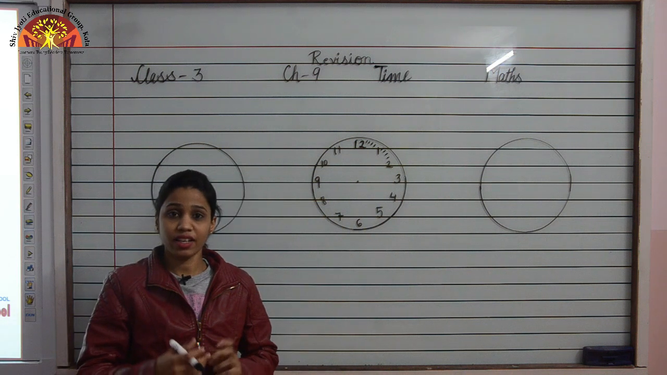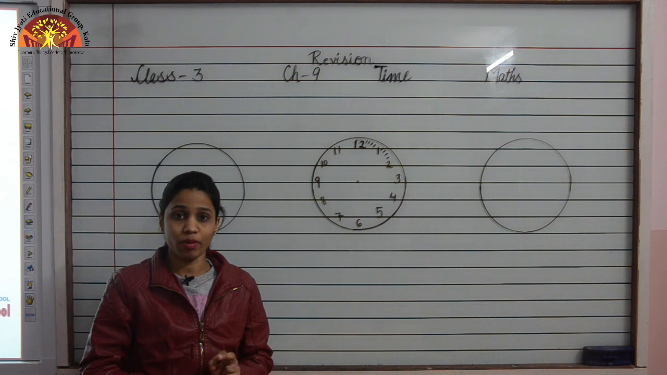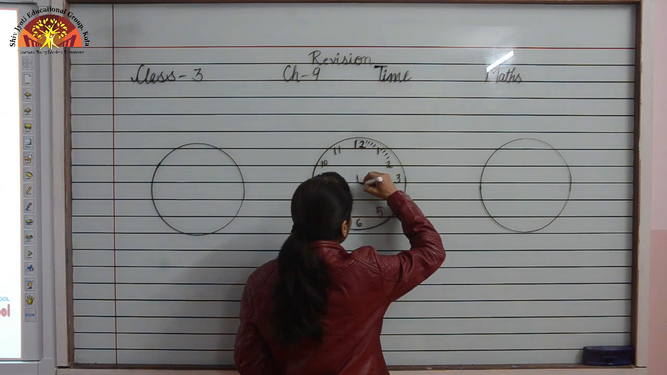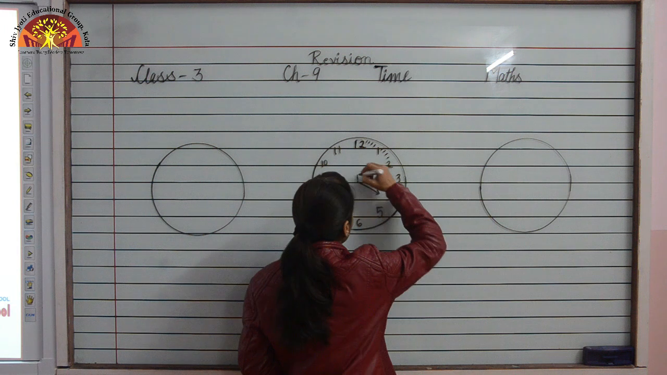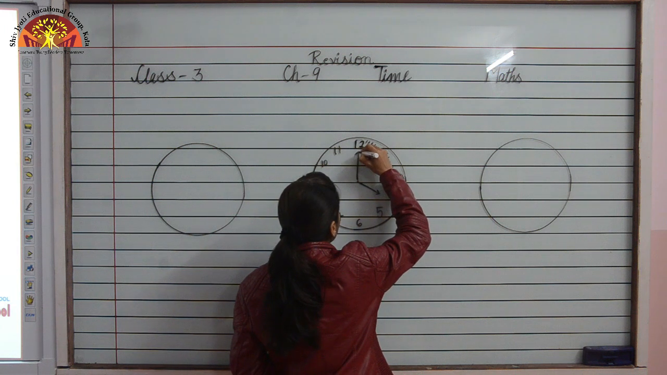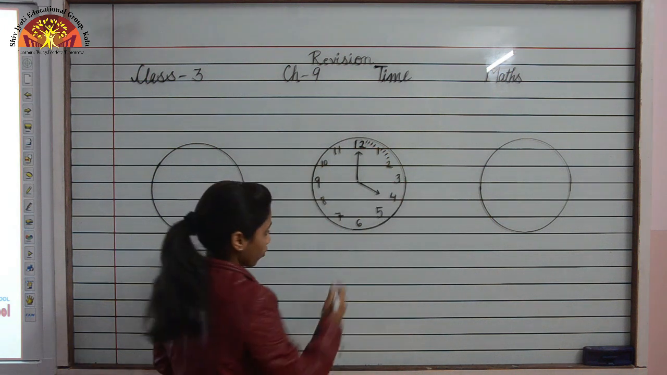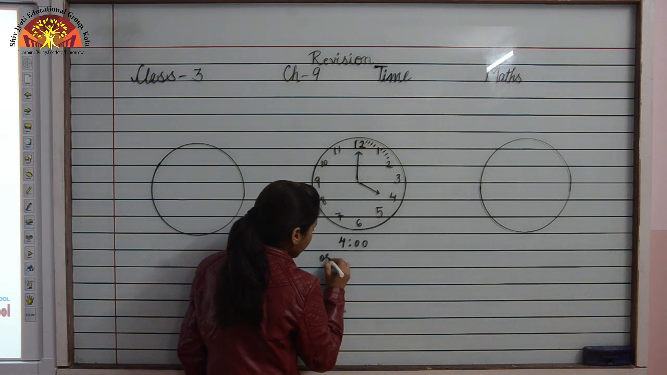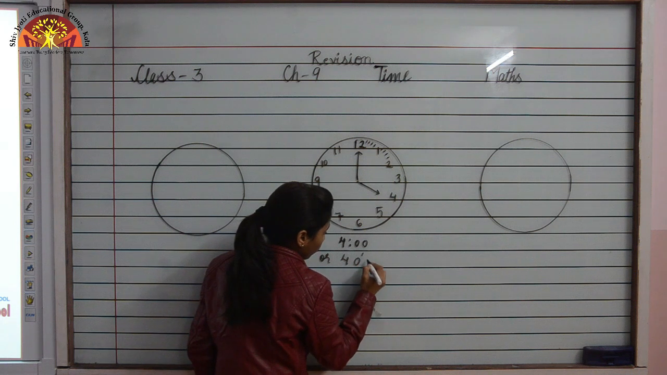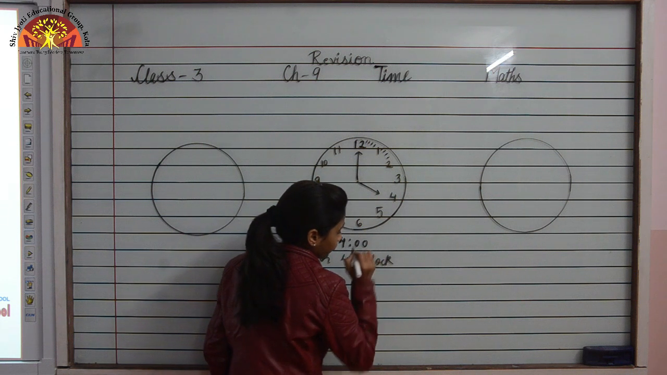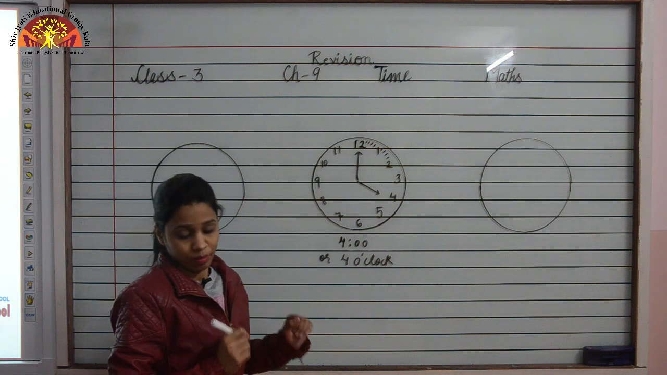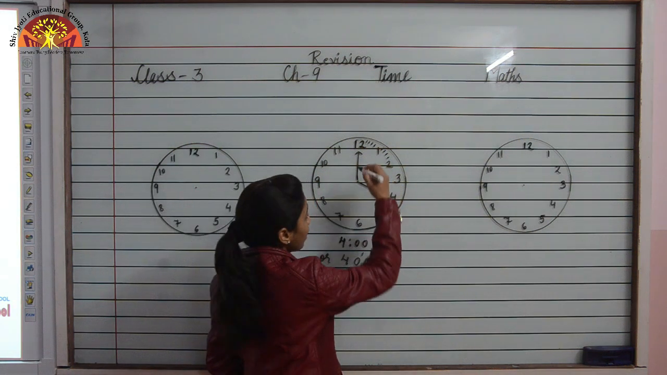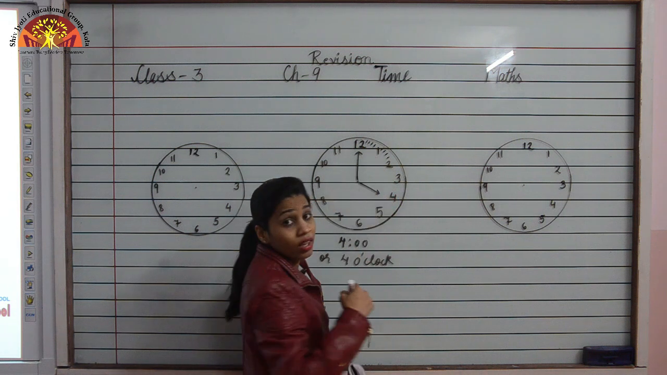If the hour hand is at any number and the minute hand is at 12, then we read the time as o'clock. For example, if the hour hand is at 4 and the minute hand is at 12, then we will read this time as 4 o'clock. So this is how you have to read the time. This smaller needle denotes the hour hand, and this bigger needle denotes the minute hand.